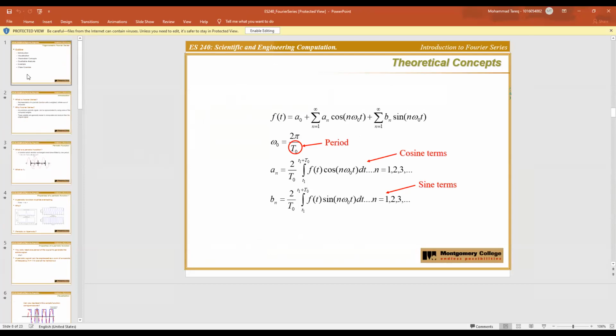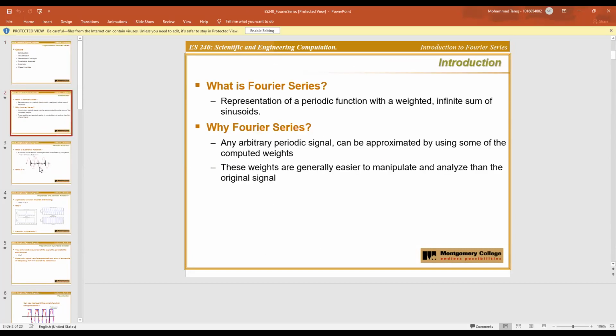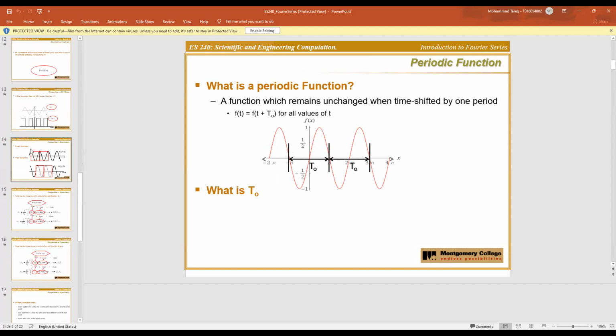Some other things are also there. Basic things.